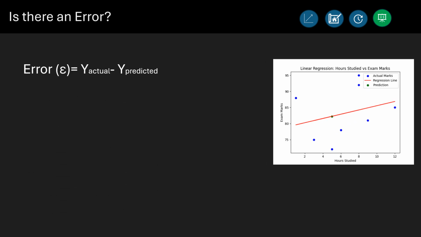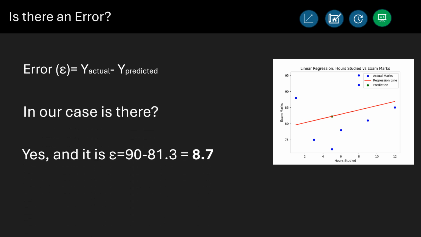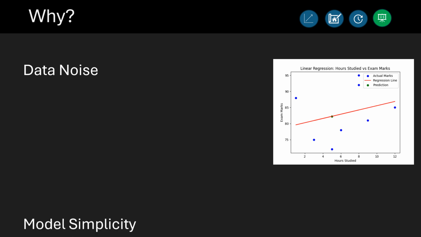Error? Well, by using the equation of error is equal to y actual minus y predicted, we can find that yes, there is an error, and it's actually 8.7. Why? A good question. Well, firstly, data noise. In the real world, data points are rarely perfectly aligned. Factors like measurement errors, human behavior, or randomness create variability.